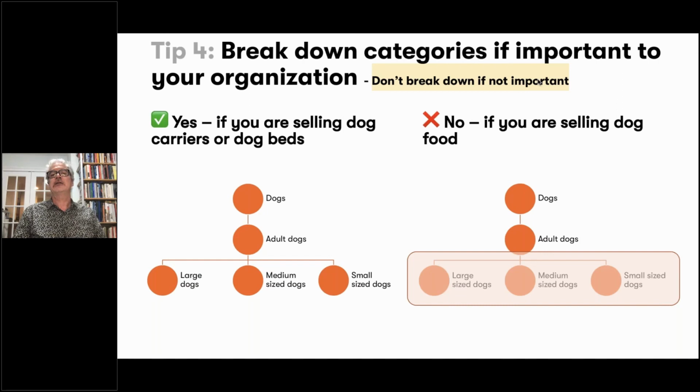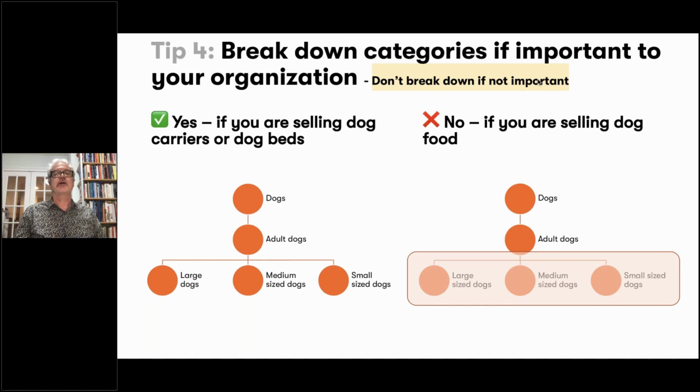Now, on the right side, this is a different scenario. You're not selling dog carriers, you're just selling dog food. So it makes sense to distinguish adult dogs from puppies because they have different formulas. But for adult dogs, all adult dogs eat the same kind of food, regardless of what size they are. So there's no value in breaking down adult dogs by size here. It just adds complexity and it doesn't really help you at all. So left side, you'd want to do it. Right side, you wouldn't want to do it.